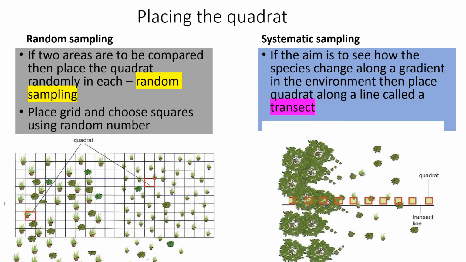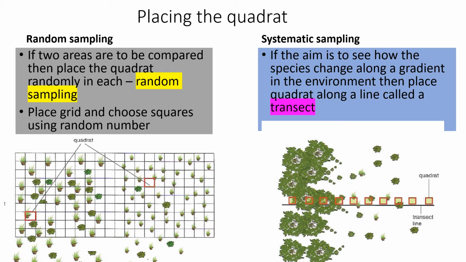Okay, where do you place this quadrat? Well, that'll depend on what sort of survey you want to do. Are you comparing two places and want to see what the difference between the two is? Then you would place the quadrat randomly in each square. And to find a random number, say here, if we've got two quadrats here, this is 10 by 10, and this is like quadrat B, 10 by 10.